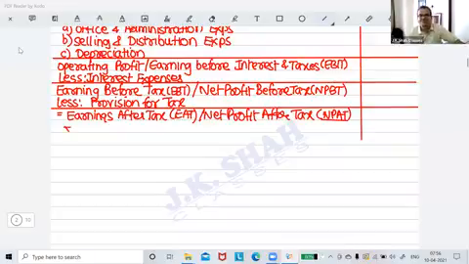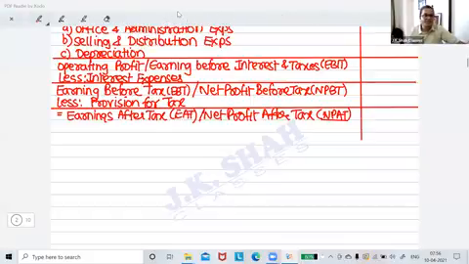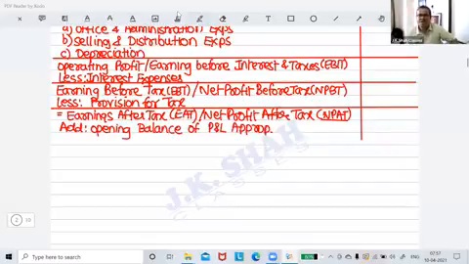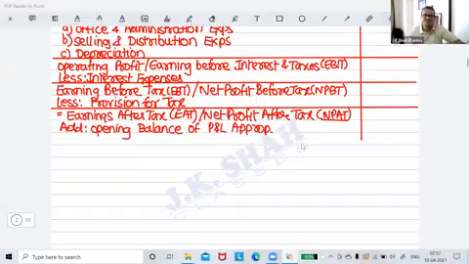So in my net profit after tax, what will I do? I will first remove what I wrote. I will add the opening balance of P&L appropriation. Correct, friends? Yes, yes, we'll cover that.